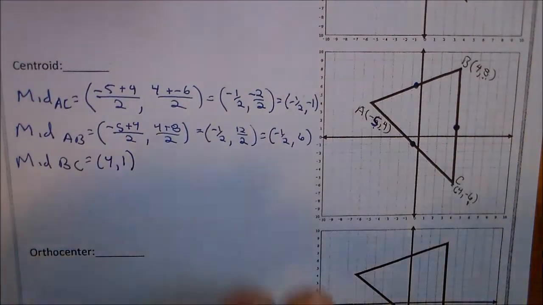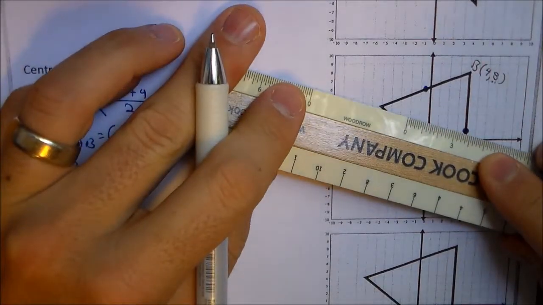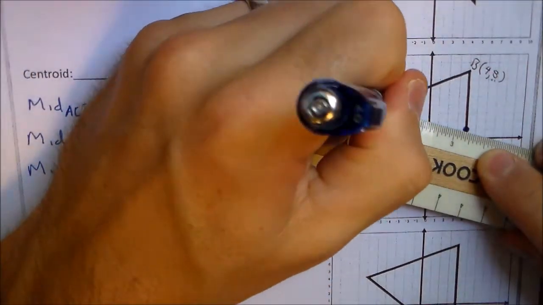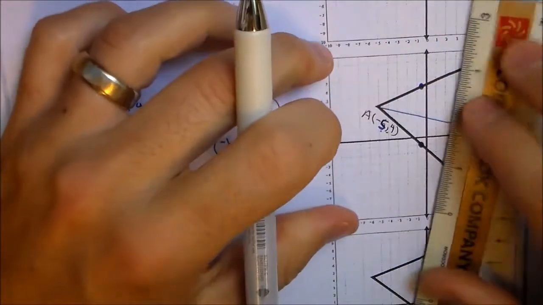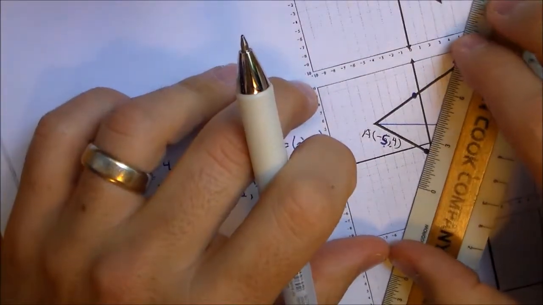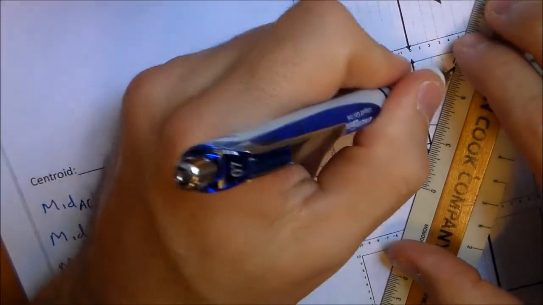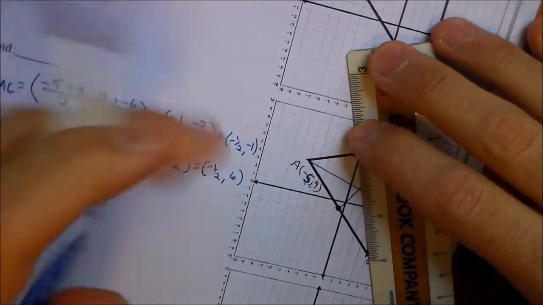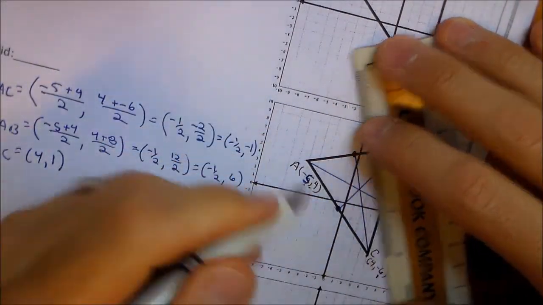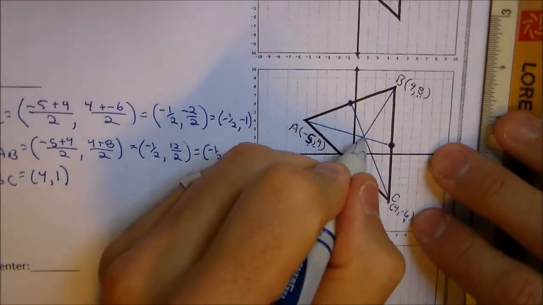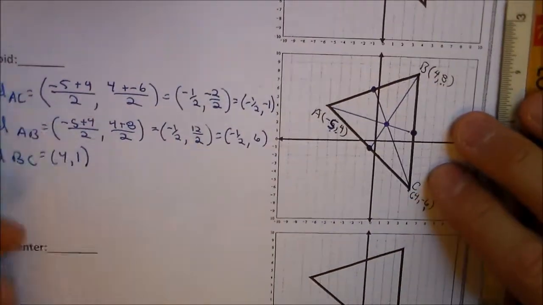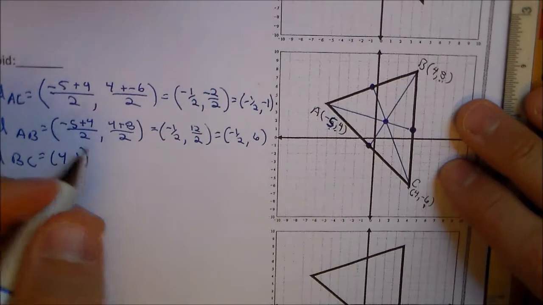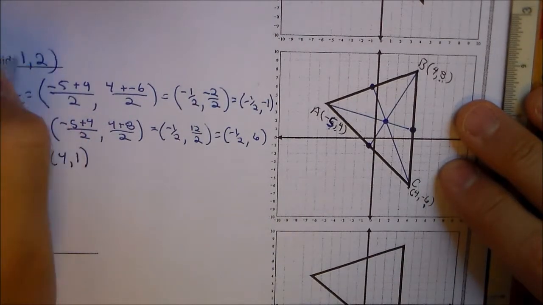Now the centroid goes from the midpoint to the opposite vertex. So we connect those, and really, again, we only need 2 of them. But we'll draw all 3 here. We connect those, and we see it's at the coordinate 1, 2.